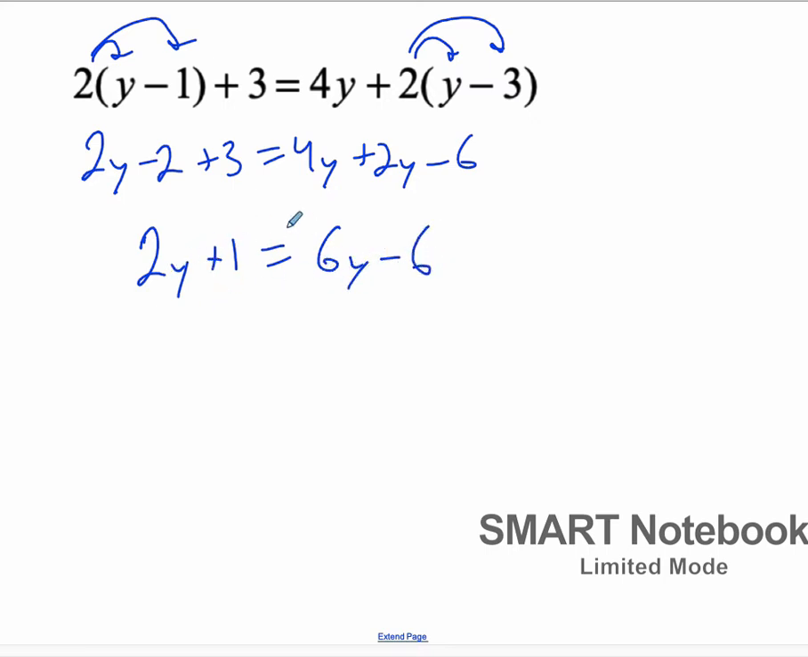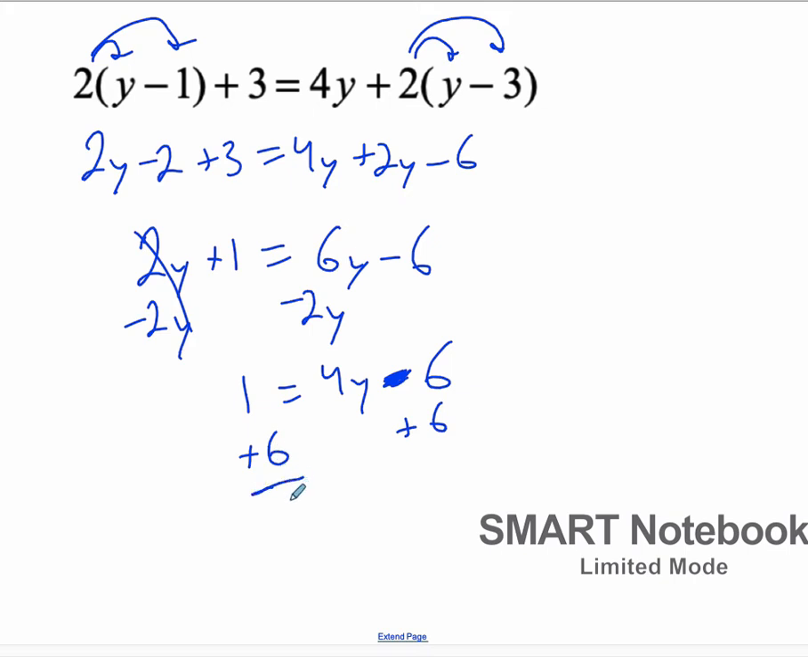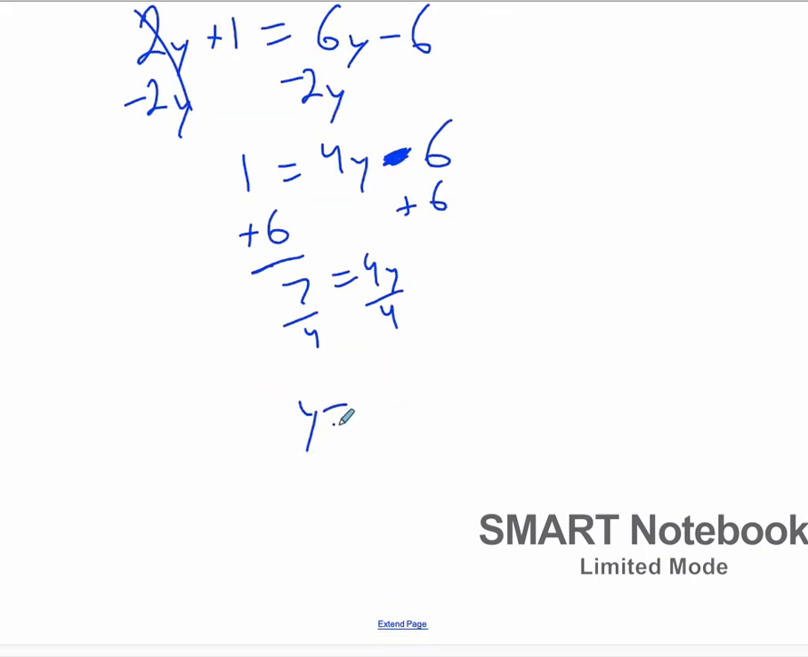We have variables on both sides. The smaller coefficient is 2, so I'm going to subtract 2y from both sides. So we have 4y equals 4y minus 6. Then we add 6 to both sides. We have 7 equals 4y. Then we divide by 4, and we get y equals 7 over 4. Just leave your answer as a fraction.